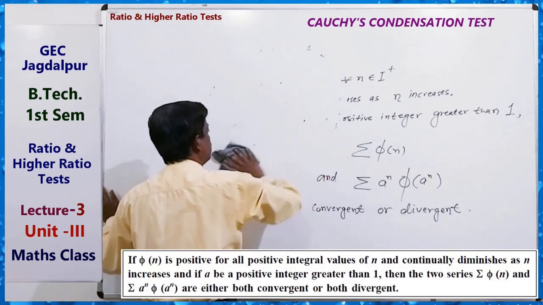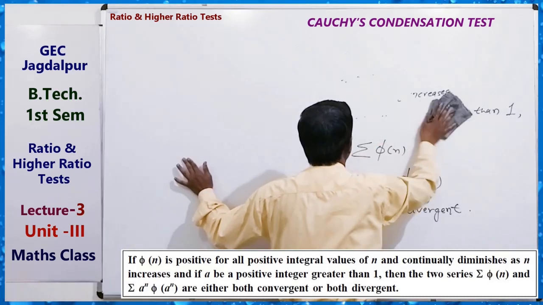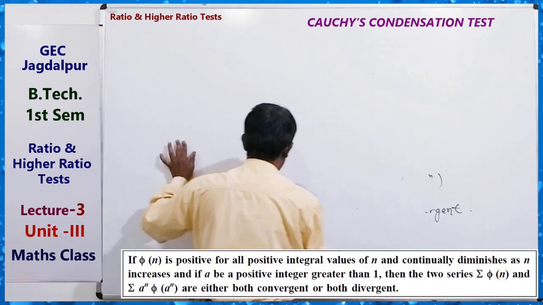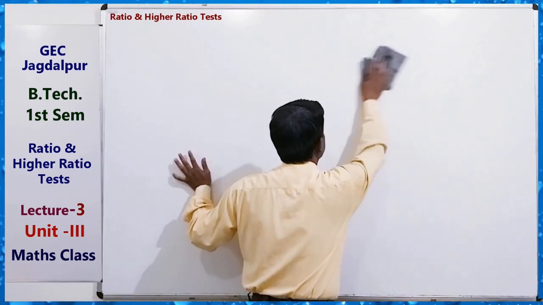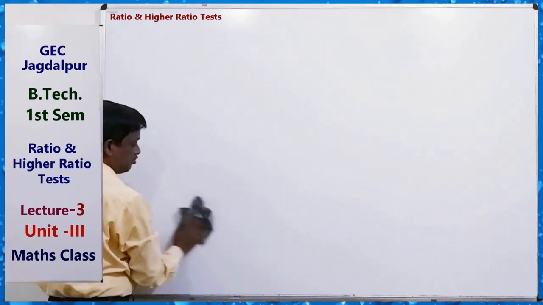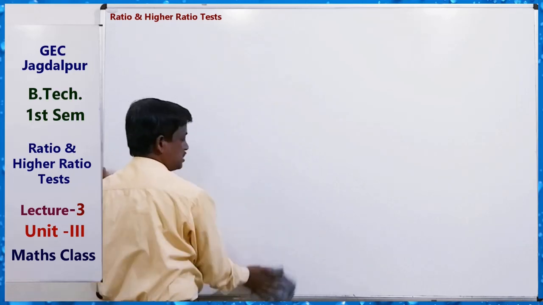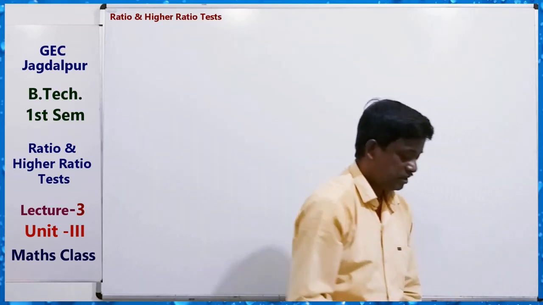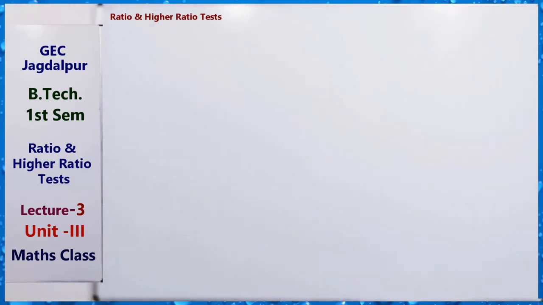So remember all the tests: the basic test, comparison test, first ratio and then Raabe's, then logarithmic, then Gauss test, then Bertrand test, De Morgan and Bertrand test, and then Cauchy's condensation test. You can use them as we require for testing. Okay. Now I will give some questions for your practice. Just do it in your copy. Okay. So one by one write the questions.